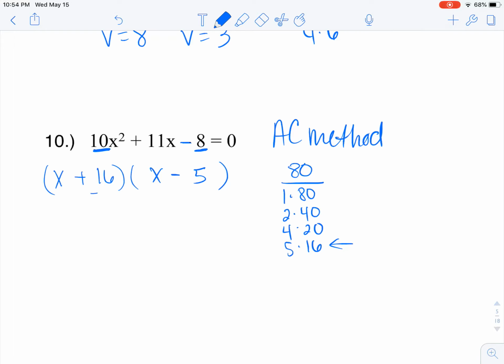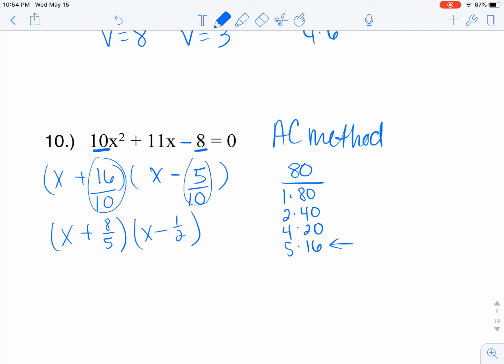All right. And then we divide by our A value. Now, notice on this, neither one divides evenly. Sometimes we get one that divides evenly, but neither one of these do. So that's okay. Since we're solving, I'm just going to simplify these. So that would be 8 over 5. And this one would be 1/2. Now all I have to do is flip the sign. -8/5 and a +1/2. And those are my 2 solutions.